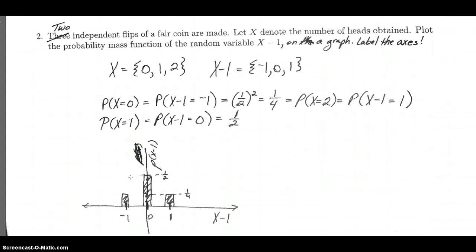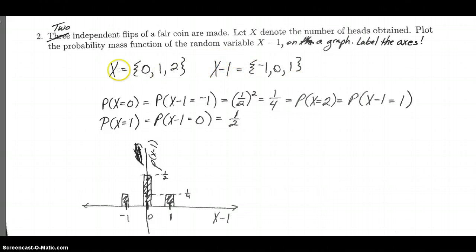Okay, we have two independent flips of a coin. I originally did three, and I wanted to reduce the burden on calculations and everything. So we have three possibilities for x, either 0, 1, or 2 heads. So x minus 1, which is just a function of x. In other words, each of the values gets 1 taken away from it. So these are the three possibilities. Notice it is possible to have a negative value for one of your random variable outcomes.